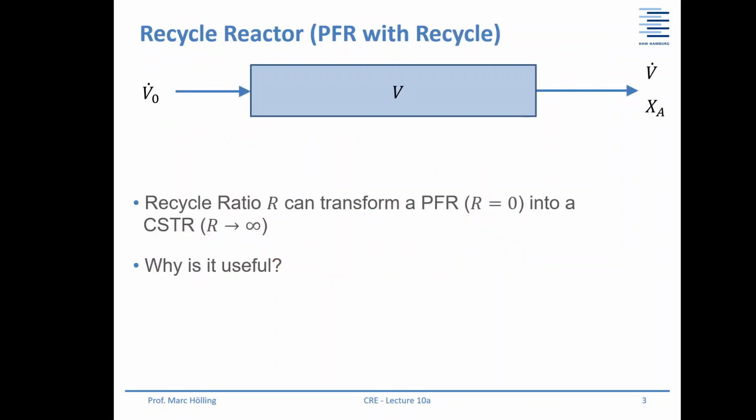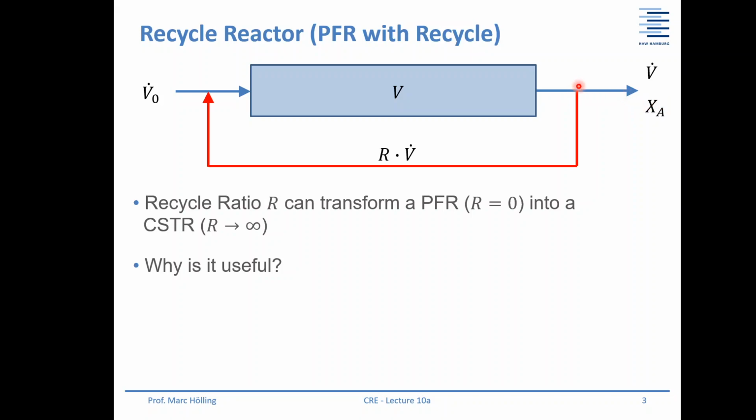And now let's start with the recycle reactor. The recycle reactor is basically a plug flow reactor. So you know the plug flow reactor, you have the inlet volume flow, you might have a change in density, then you can say the volume flow at the outlet is different from the volume flow at the inlet, and you have a conversion of component A. That was our basis in the last lectures. And what can you do with this?